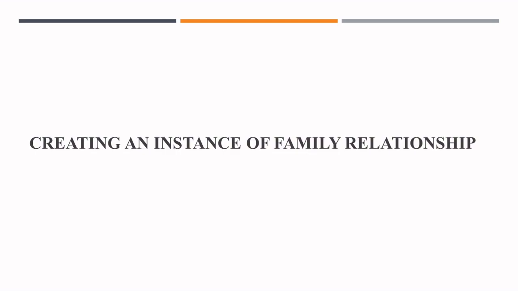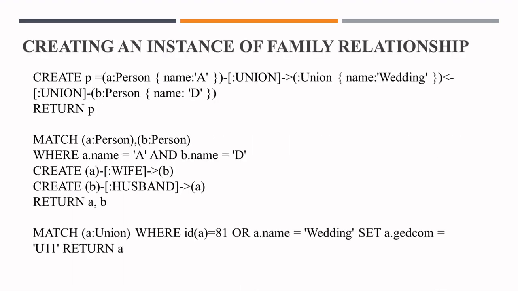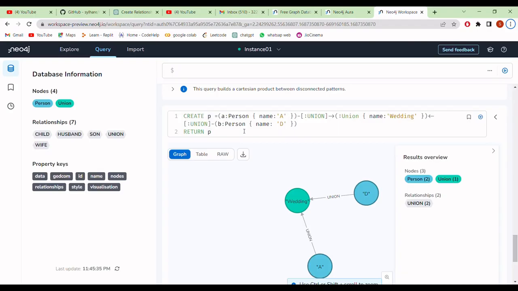Now we will create an instance of the whole family relationship. Creating an instance of family relationship has some steps. The implementation is in Neo4j. This is a platform where we can run the query and create the database. The first query: this Cypher query creates a relationship between a person named A and a union node named wedding using the union relationship type. It also creates a relationship between the union node and another person named D. The query returns a path P representing the relationship chained from A to the wedding union and then to D, as we can see in the figure.